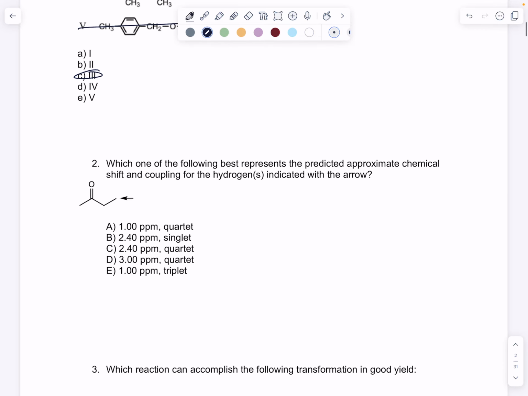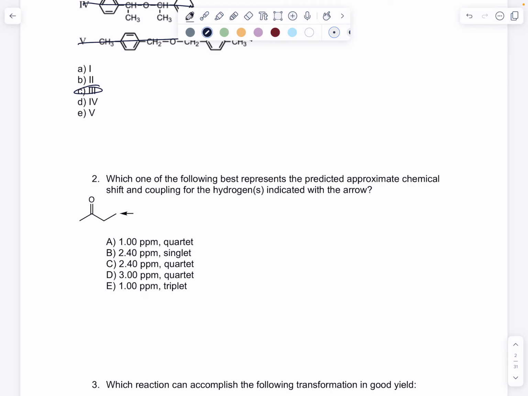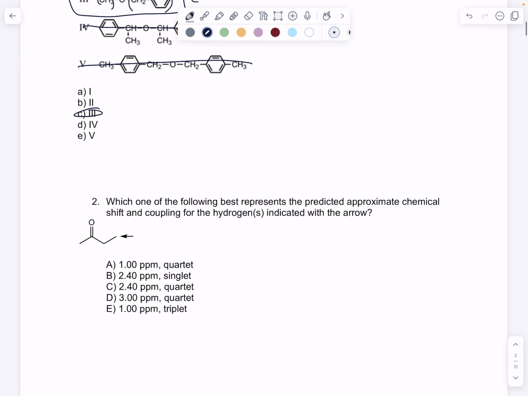Okay, next question. I forgot to say, you will have an IR or an NMR chart on your thing, so you can always look at that. Which of the following represents the predicted approximate chemical shift and coupling for the hydrogens associated with the arrow? So when I look at this, the first thing I'm thinking is these are similar to what you might expect to see from, I wish I had a chart handy so I could show you.